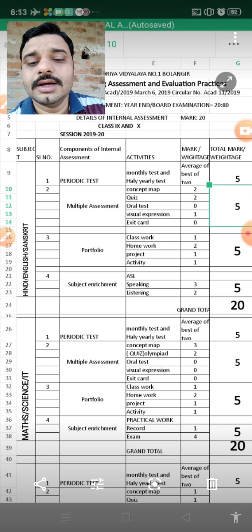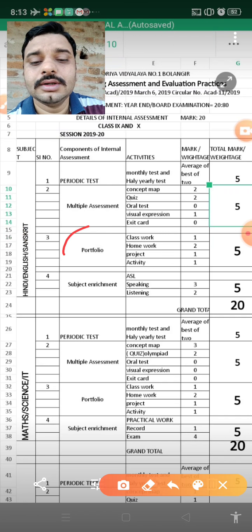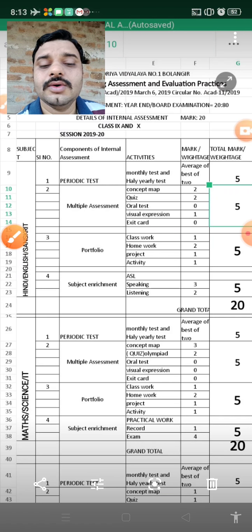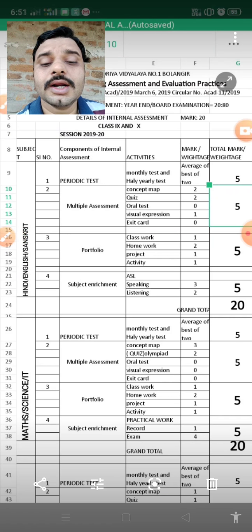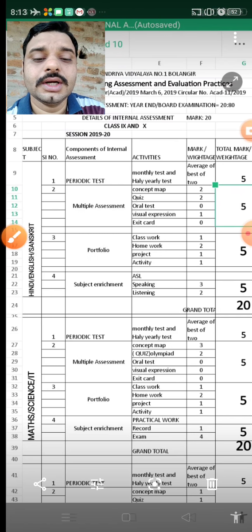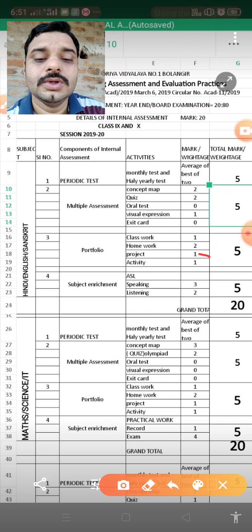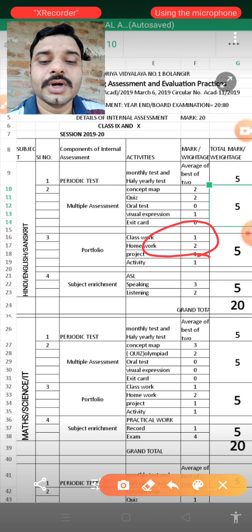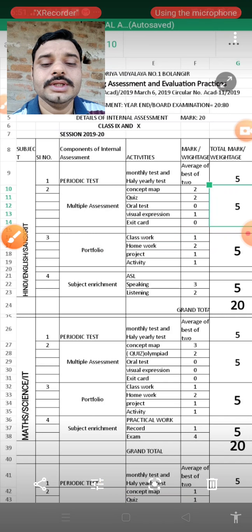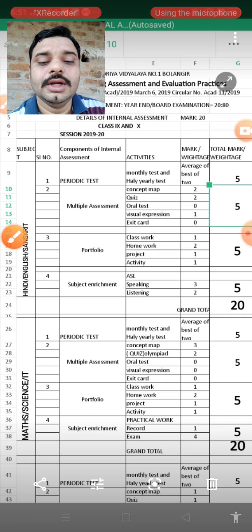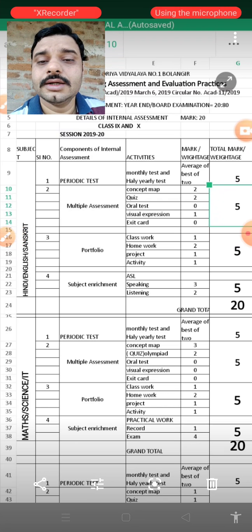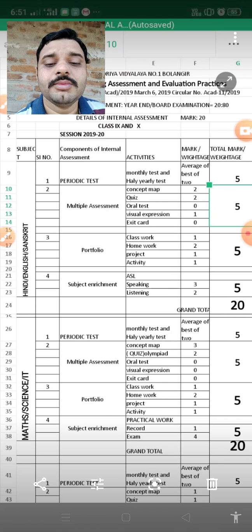Then there is a portfolio part. It has classwork 1 mark out of 5, and homework 2 marks. And this one is very important. If you don't submit your homework properly, don't do classwork properly, don't do your projects and activities properly, then you won't get good marks out of these 5.